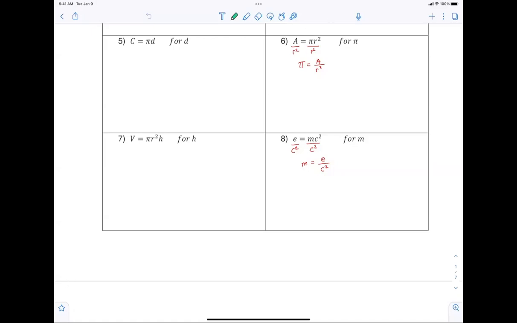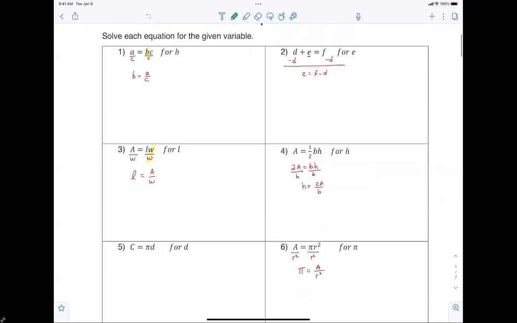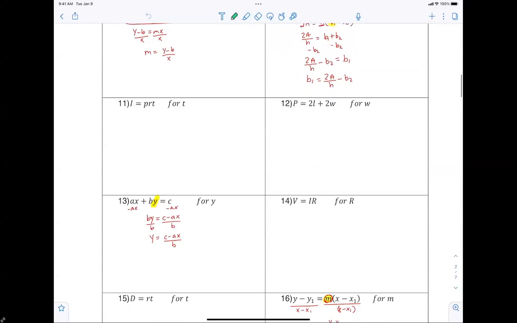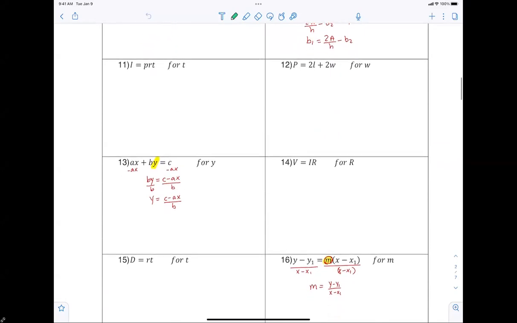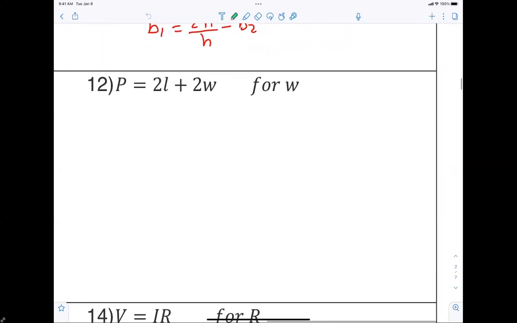All right, now, again, I know it's a good little review. So let's just pick a couple. All right, let's look at number 12. We're solving for W. So that means we have to move everything that doesn't have a W.